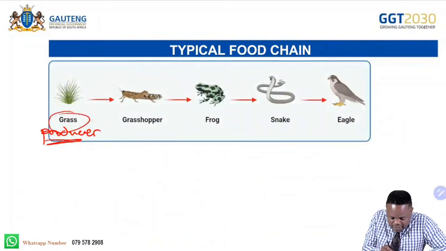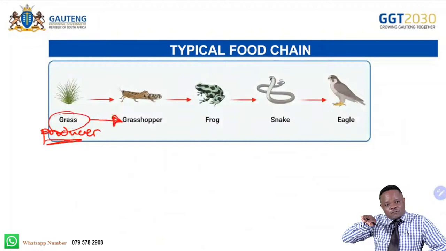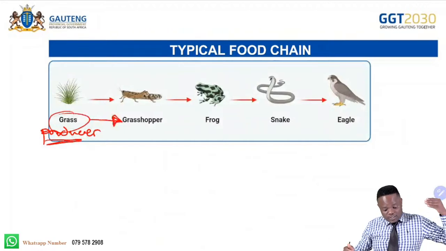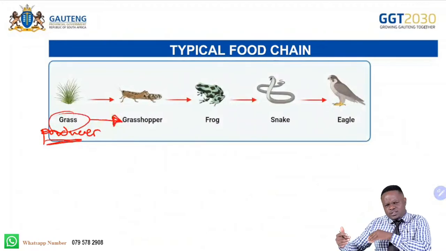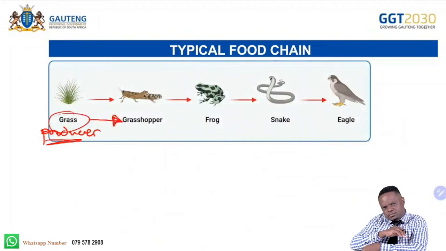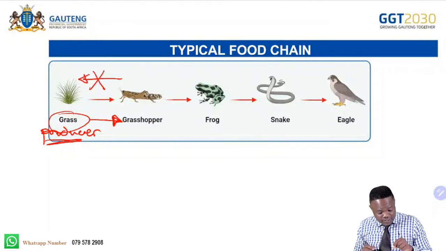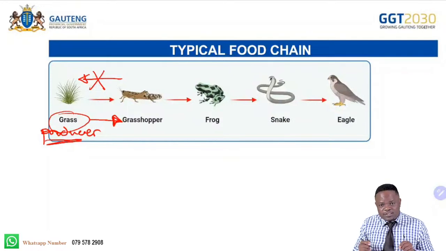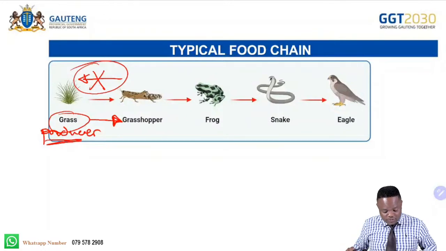Then you use an arrow. Take note of that, okay? Use an arrow pointing towards the direction of flow of energy, right? So the energy is going to be taken from the grass to the grasshopper. In other words, the arrow points to the organism that eats. Take note of that. If your arrow goes that way, that is wrong. Okay? If you do that, then you are saying the grass eats the grasshopper. Does that ever happen? So that is wrong. So that is the direction of our arrow.